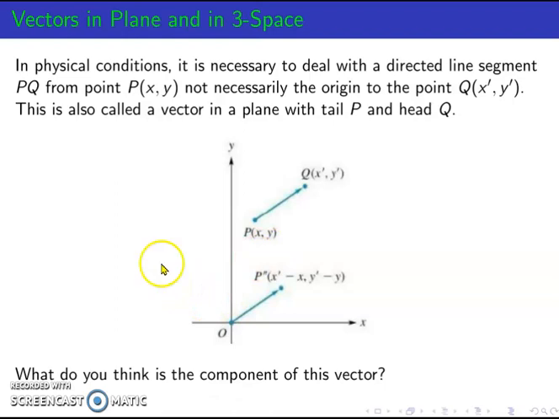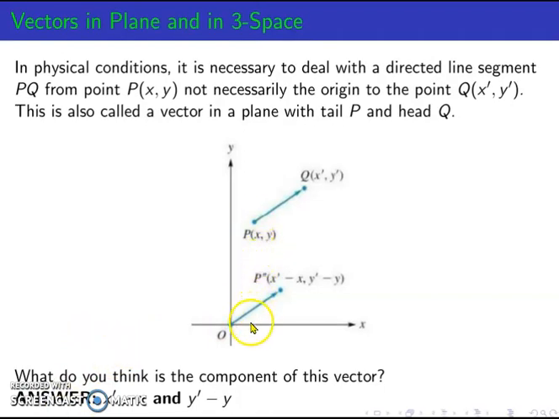Alright, so what do you think is the component of this vector? The answer is x prime minus x and y prime minus y. If you project this point to the x-axis, it corresponds to this point. If you project that one, it corresponds to this point.